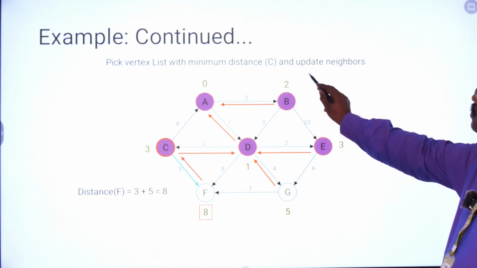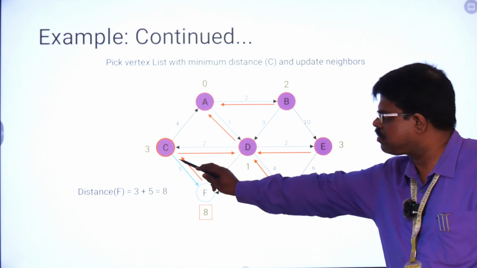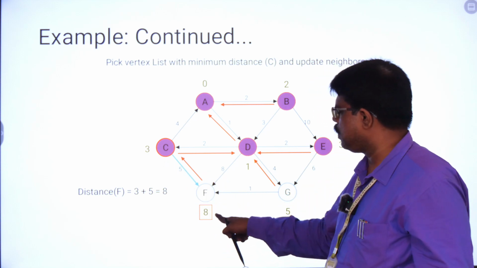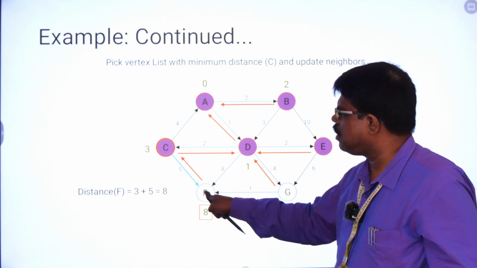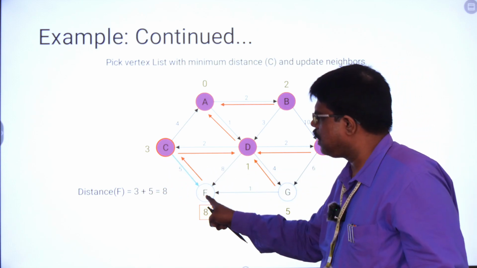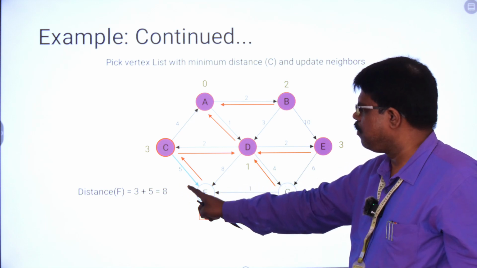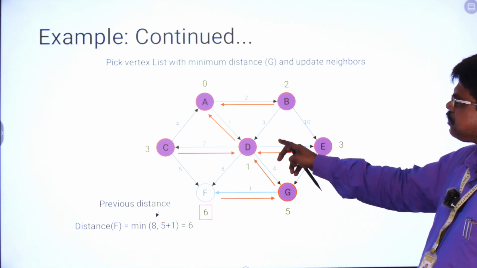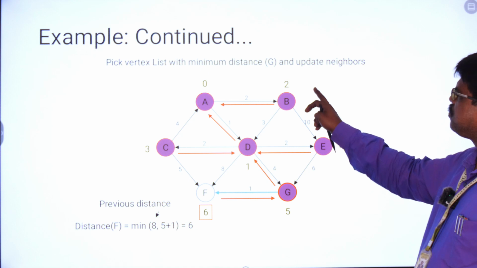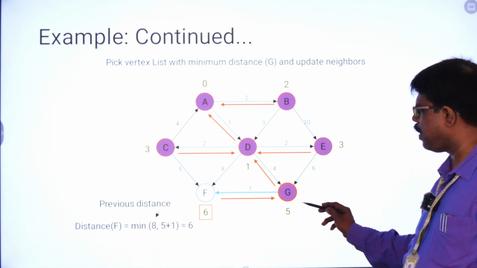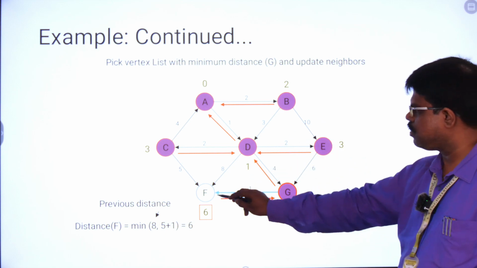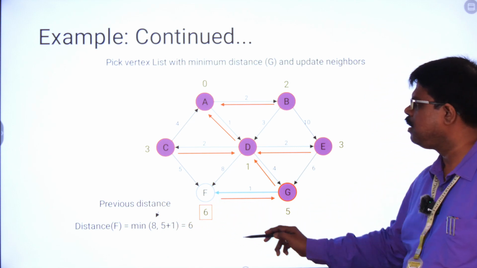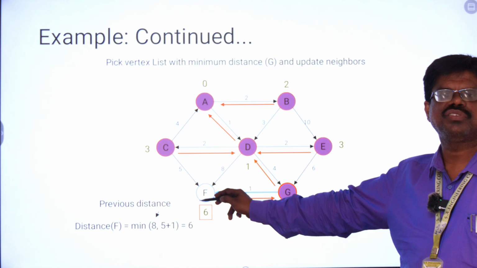So pick the vertex with the minimum distance C and update the neighbors. Now if you take C as the minimum distance, you can update the neighboring nodes. The neighboring node is F. So 3 plus 5, you get 8. So now 8 is the value of F. It is obtained by updating the value of C with F. C is 3 and F is 5, 3 plus 5 is 8. Next, you have to pick the vertex in the list with the minimum distance, G. Now, if you take G as the minimum distance, G is 5. You can take G as 5 and update the neighboring node F. So distance F equal to minimum of 8 and 5 plus 1, so 6. 6 will be the distance of F. It is smaller than the previous distance. Okay.